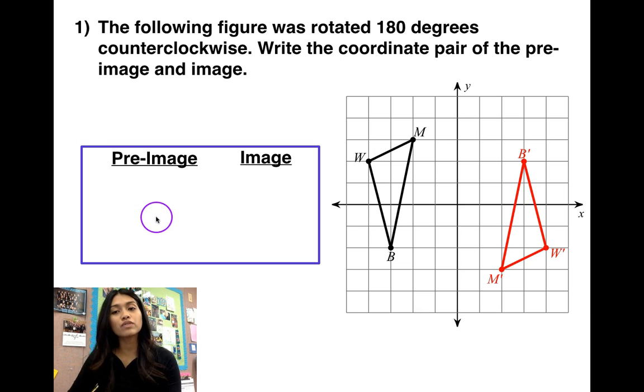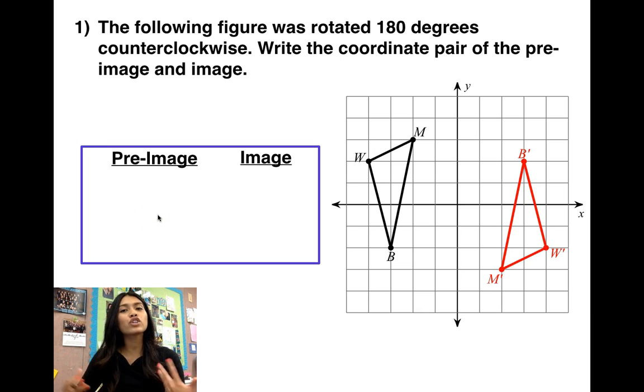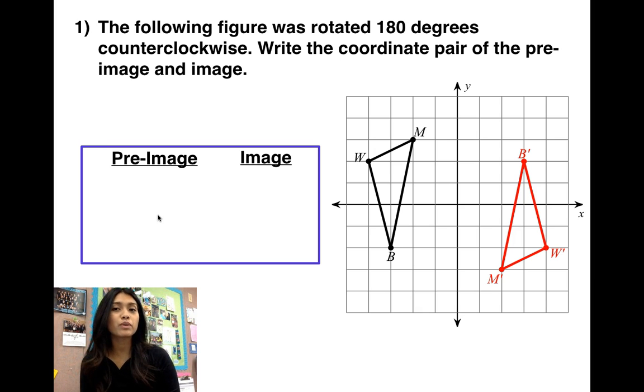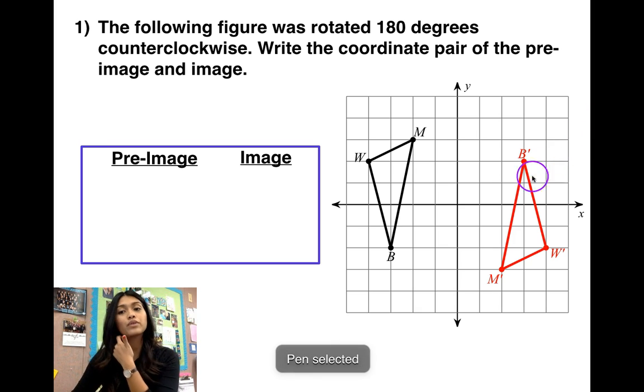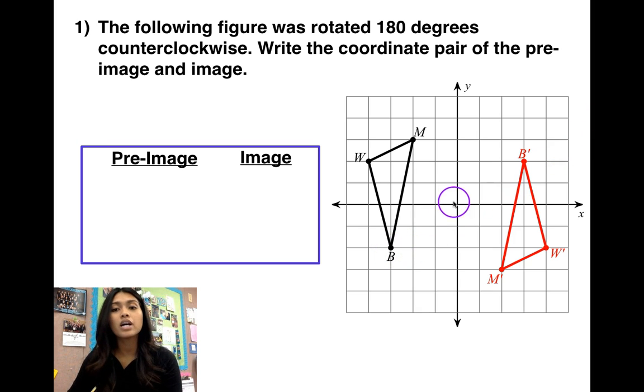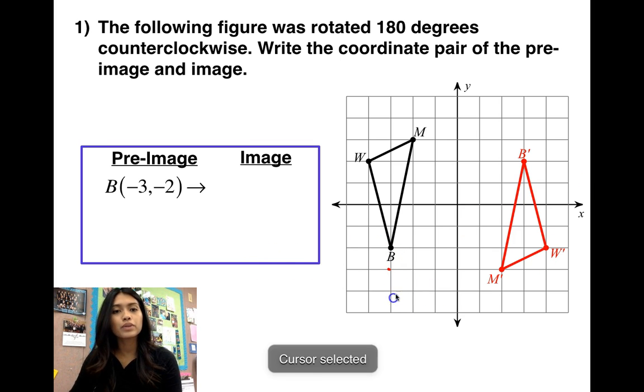First of all, what we're going to do is look for a pattern. It says here, the following figure was rotated 180 degrees counterclockwise. Write the coordinate pair of the pre-image and image. So all that they're asking us to do is to first write down the ordered pairs. For example, for B, which should be -3, -2. And then we're also going to do B prime, which is 3, +2.